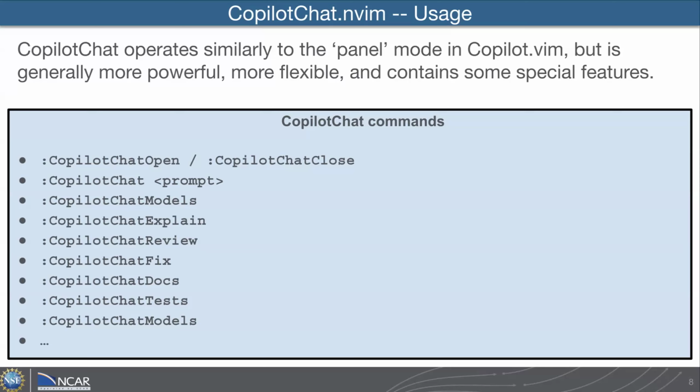So like I said, this will basically do everything the other one does, but the chat commands are a little richer here. You get these additional commands with this plugin, chat open and chat close. You can say chat and then give it a prompt. So Copilot chat, write me a function to square all the even numbers, will give you that. Copilot chat models, that's something I'll mention briefly later, but I like that a lot. You can actually switch the underlying model that it's using to do queries.